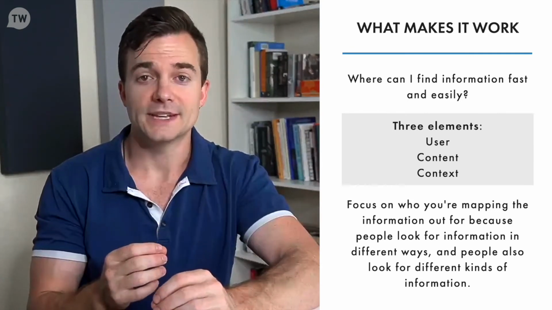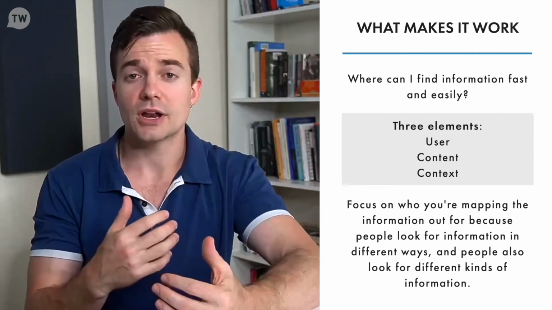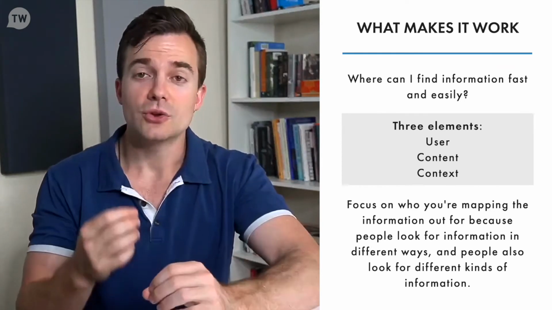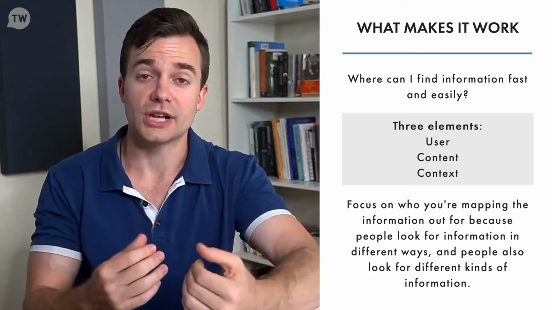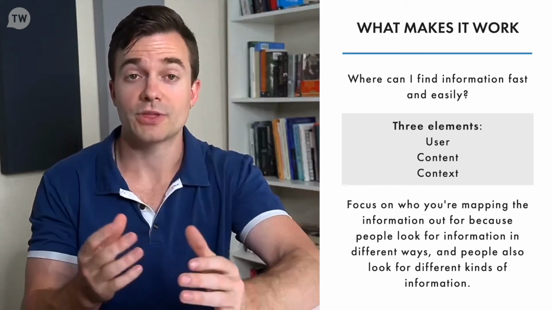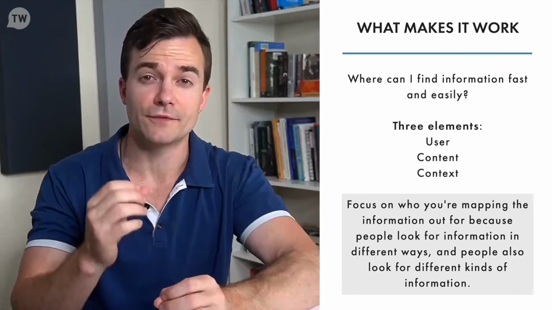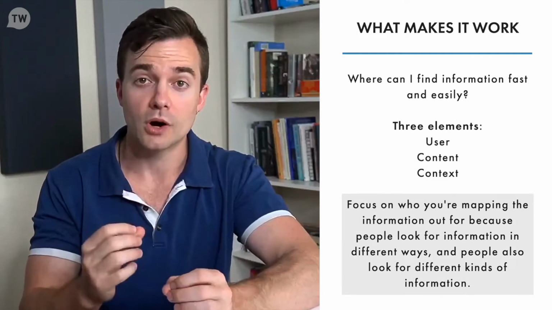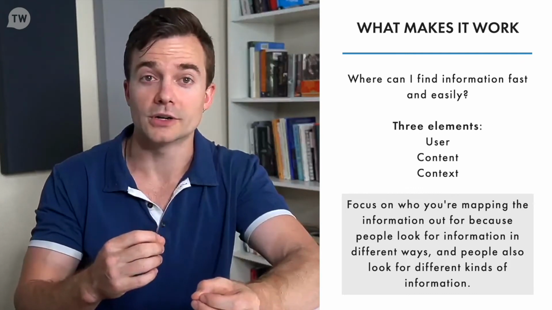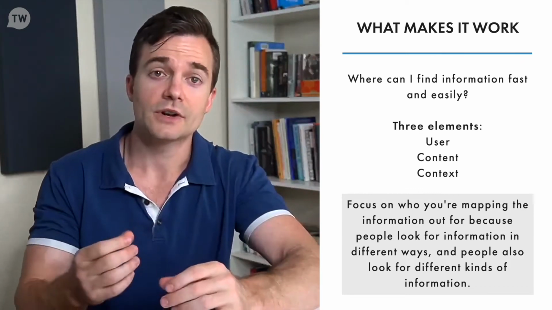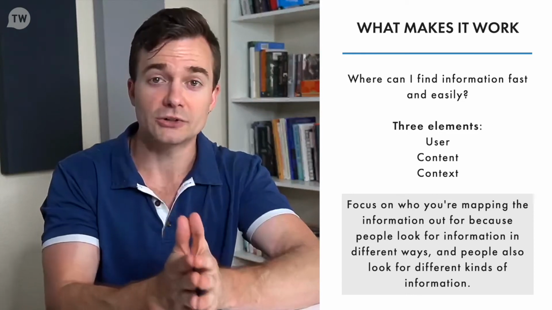The first one is the user. Of course, when you're creating a website or a mobile app, you have to take into consideration your user. And for information architecture, this is also true. It's very important to focus on who you're mapping it out for, because people look for information in different ways, and people also look for different kinds of information. For example, you might have someone that is looking for a belt and another person that is looking for an address of a nearby coffee shop. Both of them are looking for information, but different kinds of information.